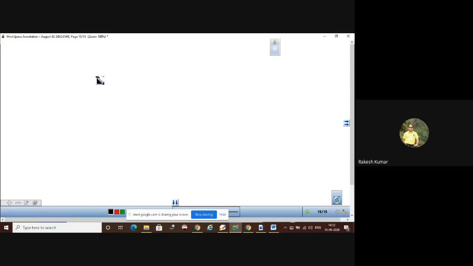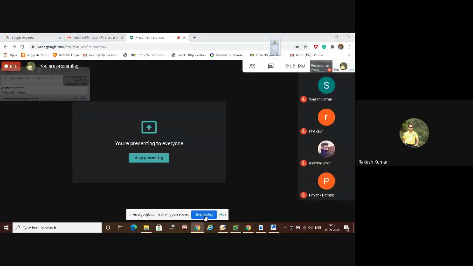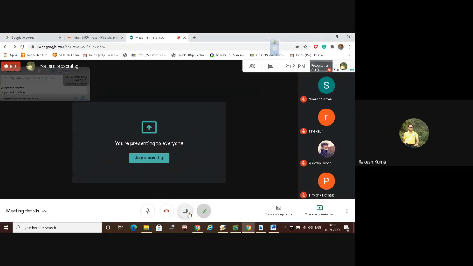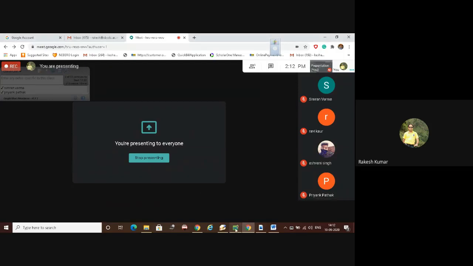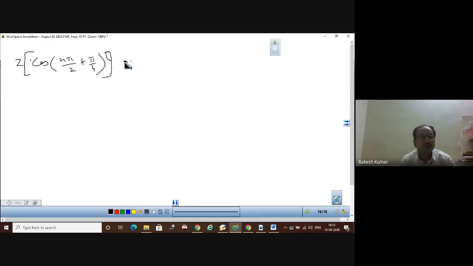The question is: find the Z transform of cos of n pi by 2 plus pi by 4. This is what we are going to find. We have to find the Z transform of cos of n pi by 2 plus pi by 4. And what does it mean? You need to find the Z transform of this function.